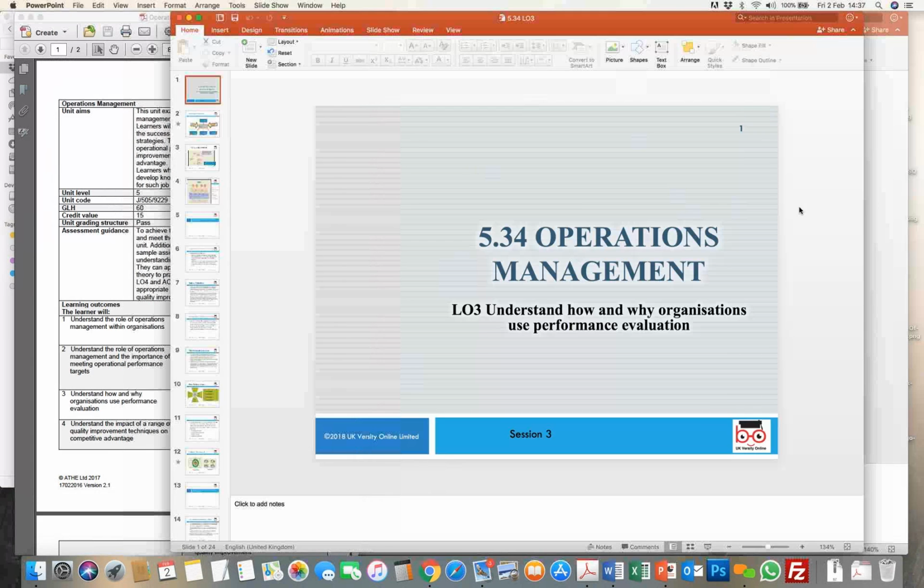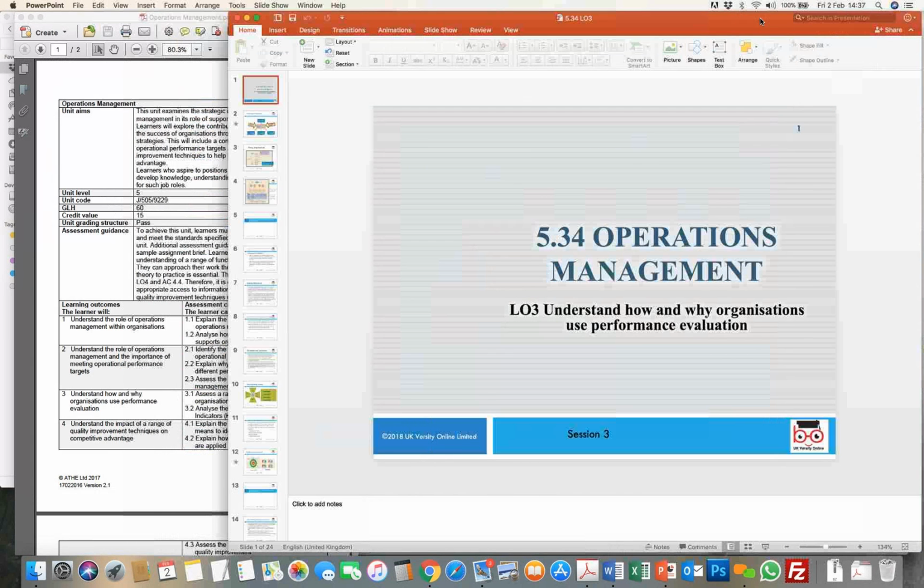So, just a quick recap of what I covered in this session. After understanding the importance of operations within an organization, the roles, responsibilities, the different types, and which level of strategy operations concentrates on, we went on to the second outcome, which spoke about the importance of meeting targets, and how these targets help ensure that the business is able to achieve various goals: financial goals, productivity goals, performance goals, things like that.